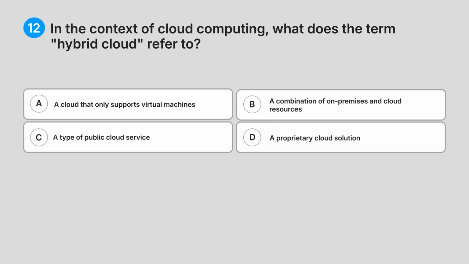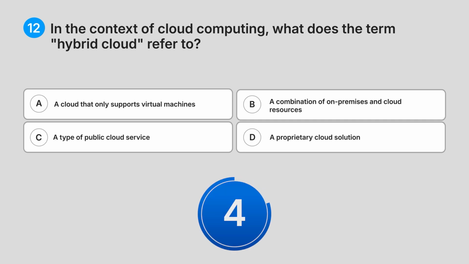A. A cloud that only supports virtual machines. B. A combination of on-premises and cloud resources. C. A type of public cloud service. D. A proprietary cloud solution. Can you guess the answer?